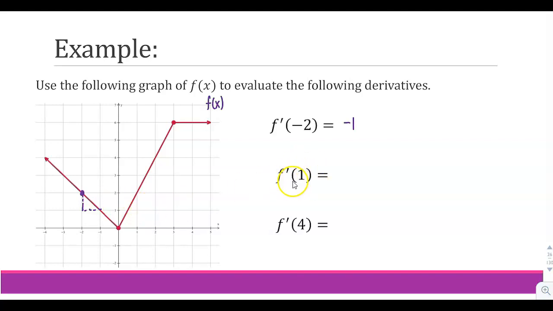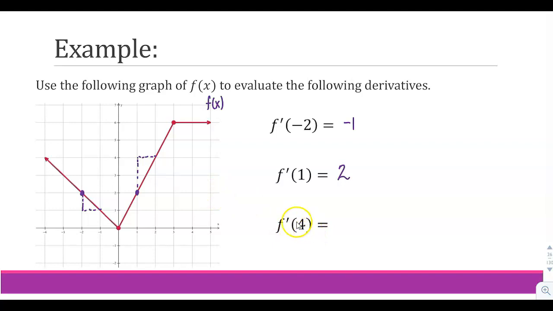Moving on to f prime of 1, so I find the x value 1, I find the function, and I need to find the slope of that line. It's already a linear function. So the slope of that line, I have to travel up 2 over 1. So that is a positive slope of 2.